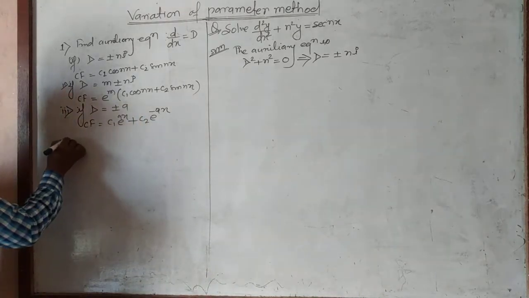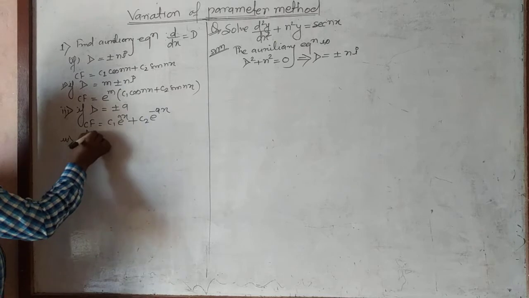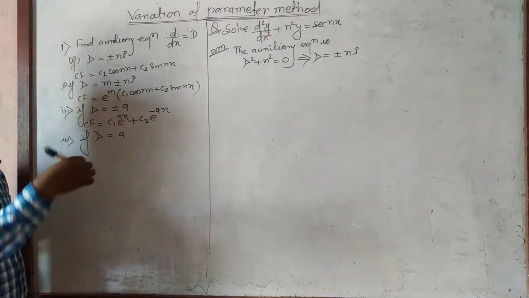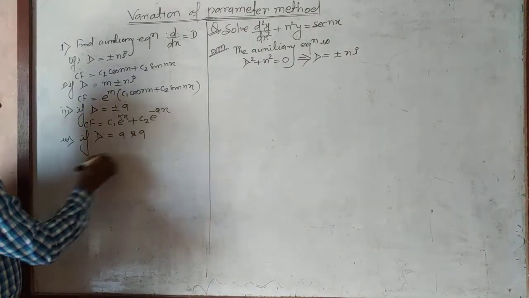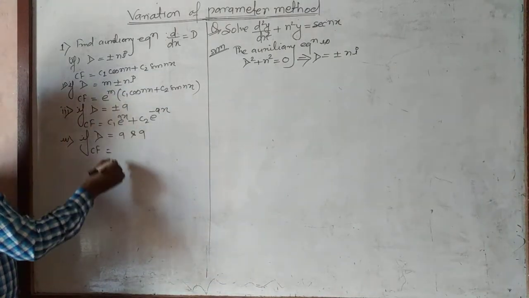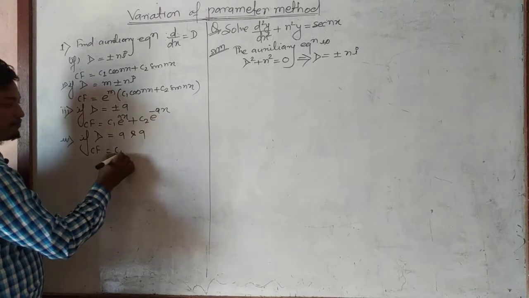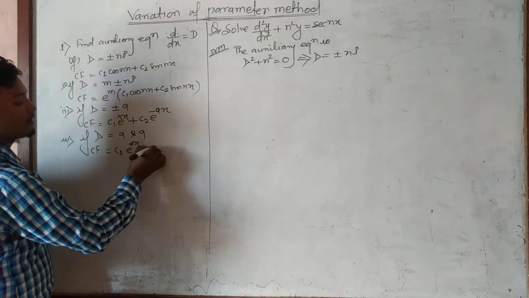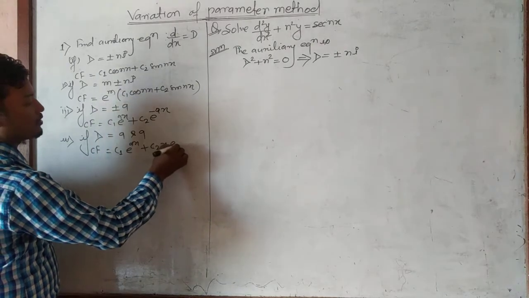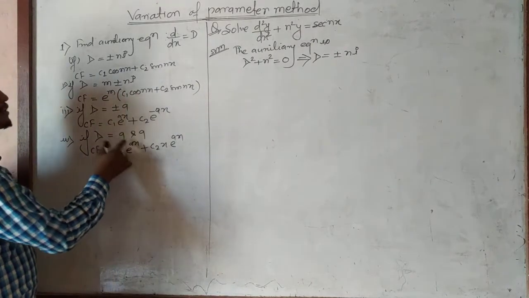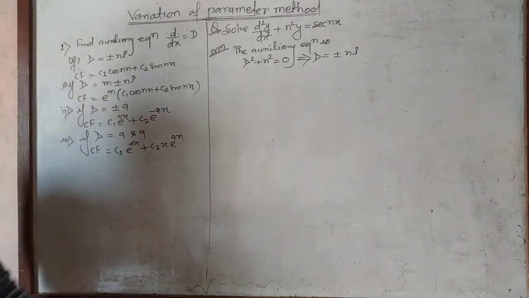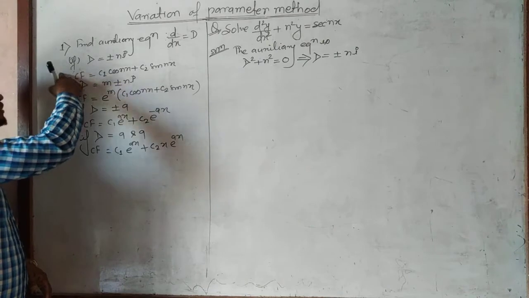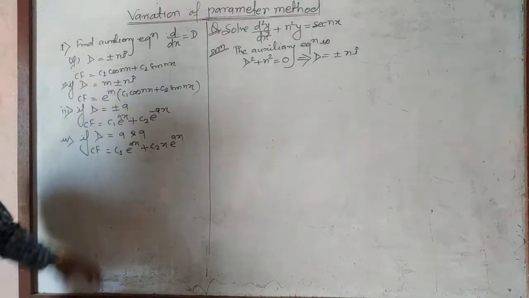If the value of D is repeated, like a, a or n, n, at that time our CF will be C1 e to the power ax plus C2 x e to the power ax. If here is minus, we will write minus. Okay. So most of the time these four cases come in our questions.